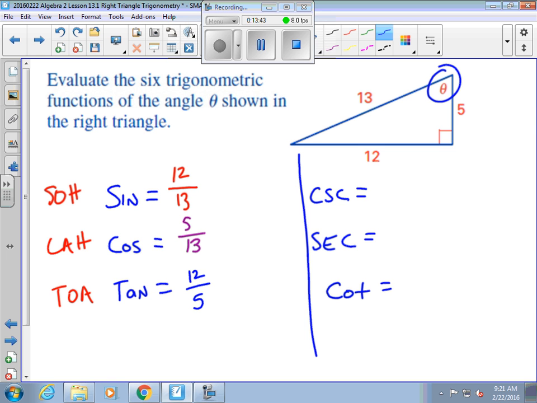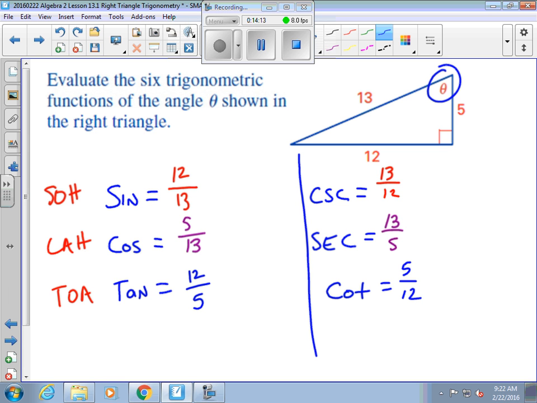Remember, the 3 that are paired with sine, cosine, and tangent are the inverses of each one of these. So the cosecant is just the reciprocal of 12 over 13. It'll just be 13 over 12. The secant is the reciprocal of 5 over 13, 13 over 5. And the cotangent is the reciprocal of 12 over 5, 5 over 12. Those are your 6 trig functions of this triangle.